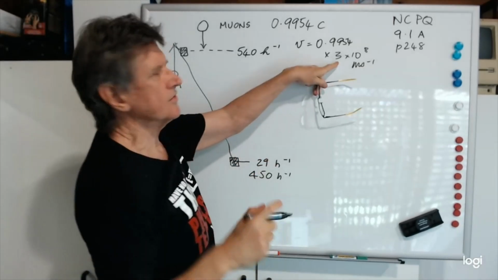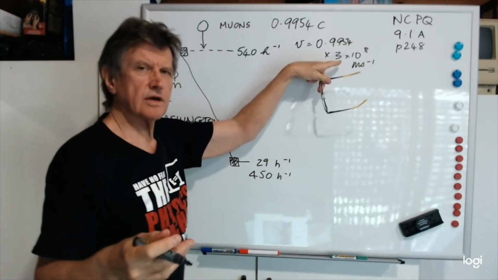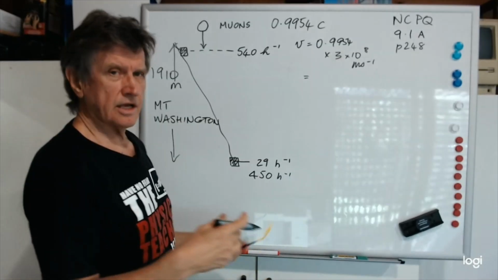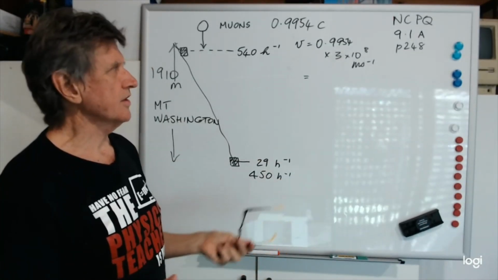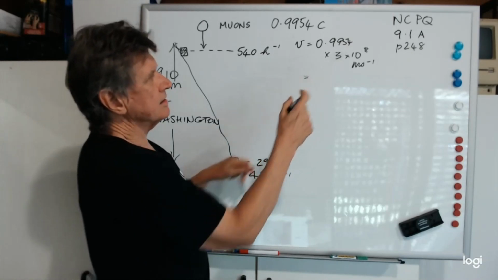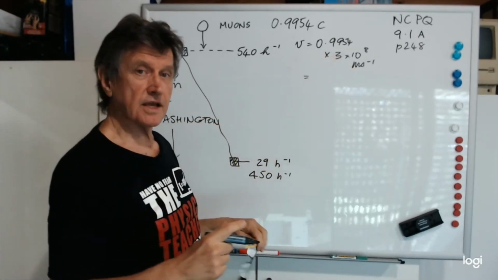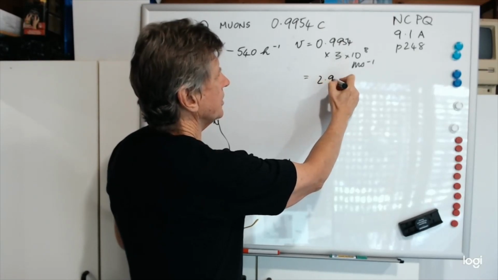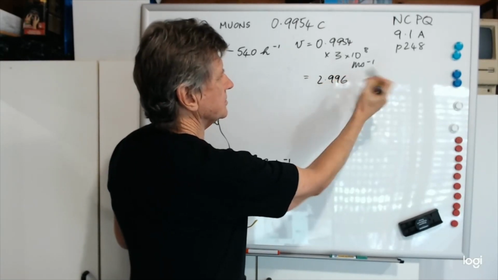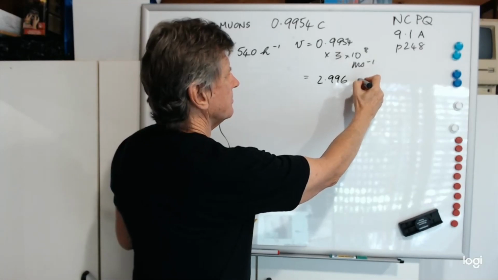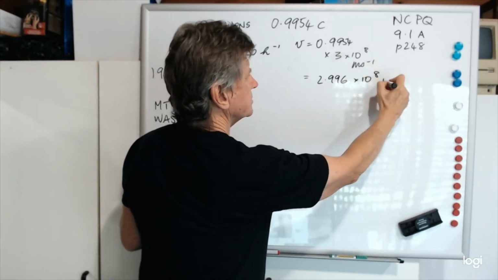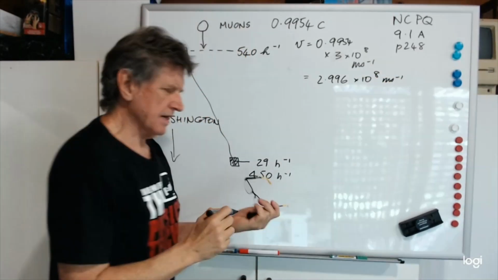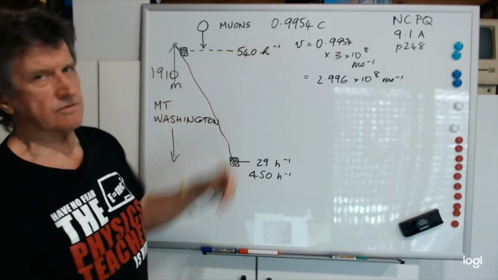This is really 3.00. Even though in the formula book it says 3, it's actually 3.00, but we just use one significant figure in the formula book. That comes out to about 2.996, I think, by 10 to the 8 meters per second. The main thing is it's travelling almost at the speed of light.